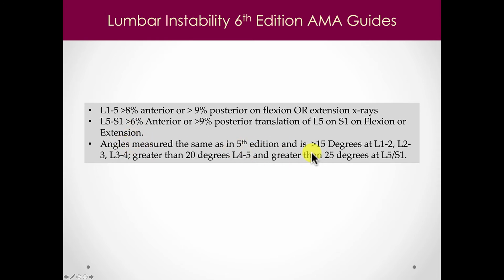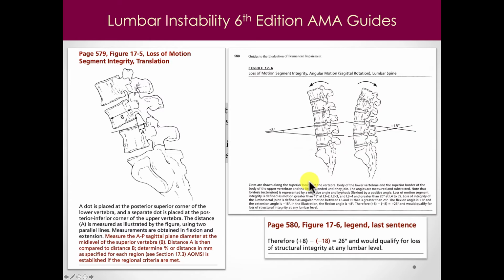Angles are measured the same as they were in the 5th edition, okay? So we got that down. Again, to rehash it, so in the 6th edition, this is the errata. So this is how they did it, again. And then the errata for this diagram, basically they just said take out the plus sign there.